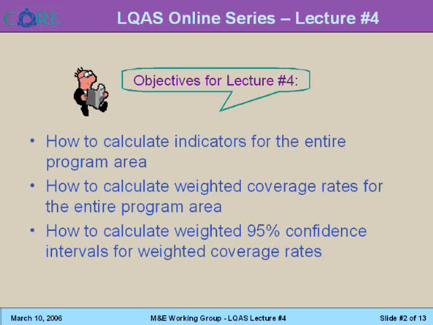Specific objectives for this particular lecture include how to calculate indicators for the entire program area. We will also be able to understand how to calculate weighted coverage rates for the entire program area based on population size of supervision areas, as well as 95% confidence intervals for population-adjusted coverage rates. We will also start looking at how to classify supervision areas and to determine whether a supervision area is at high risk or at low risk based on data collected through LQAS. Let's get started by taking a closer look at indicators for the entire program area.